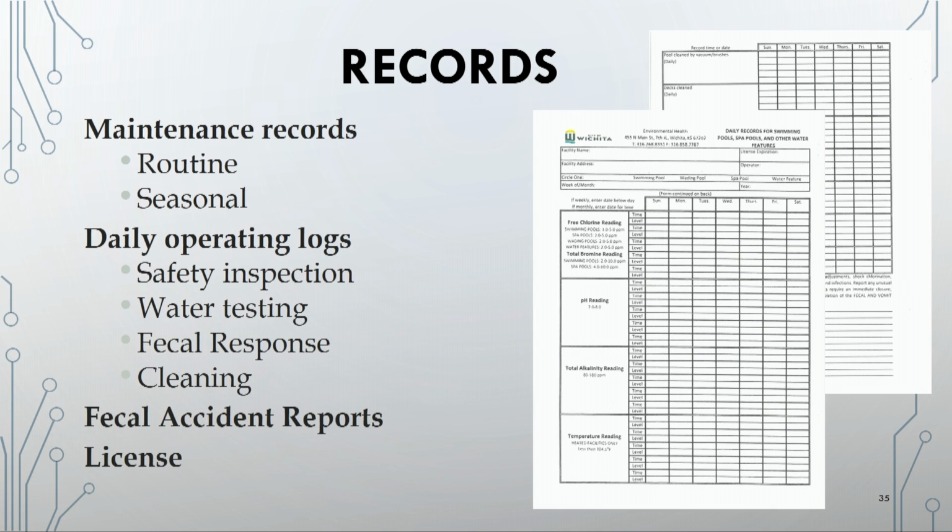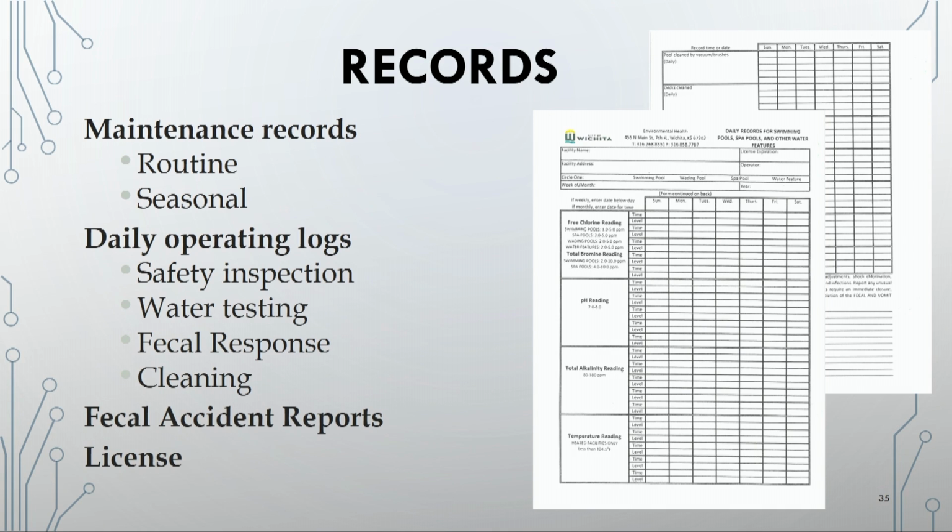So if you keep them online, which a lot of people have been trying to do and transitioning over, you need to make sure we have access to those records either upon request or you can send them to us. We need to see those records and have access to them. If not, it'll be counted against you in the inspection.